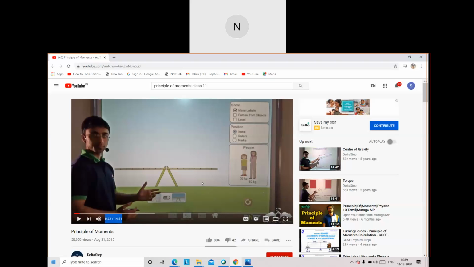So the principle of moments. Next we have to study the principle of moments. The total torque you can see is zero. If two children are sitting, both will experience a torque in the anti-clockwise direction. In order to balance that, two children of the same mass have to be kept on this side, and they should also produce the same torque. Then only it will be balanced here.